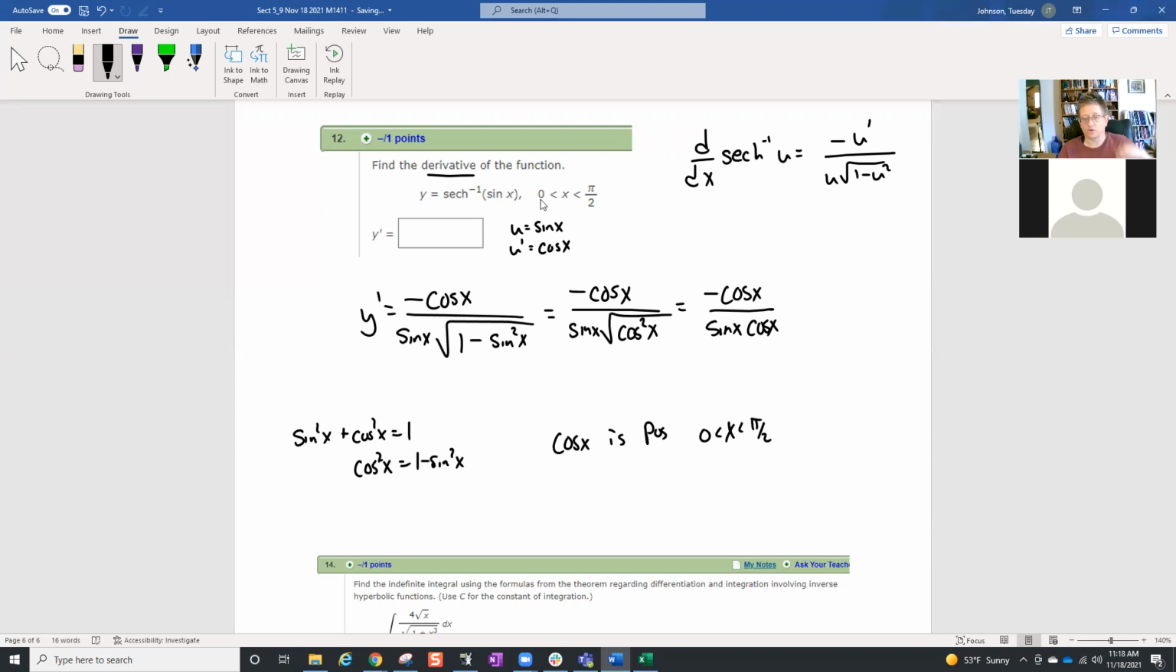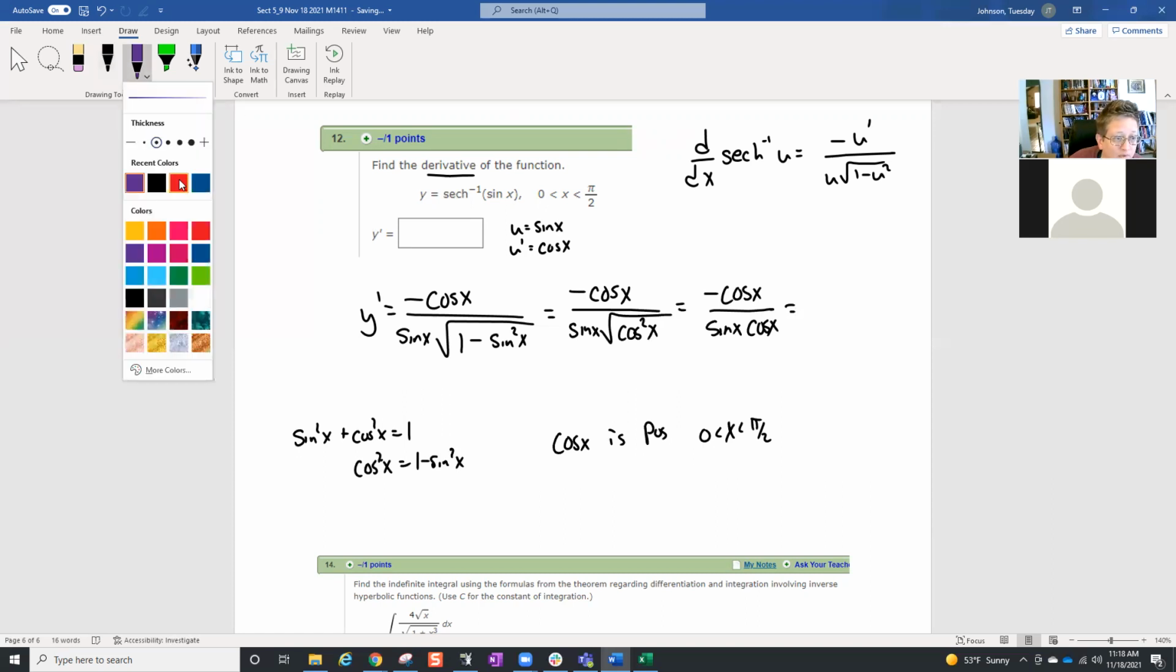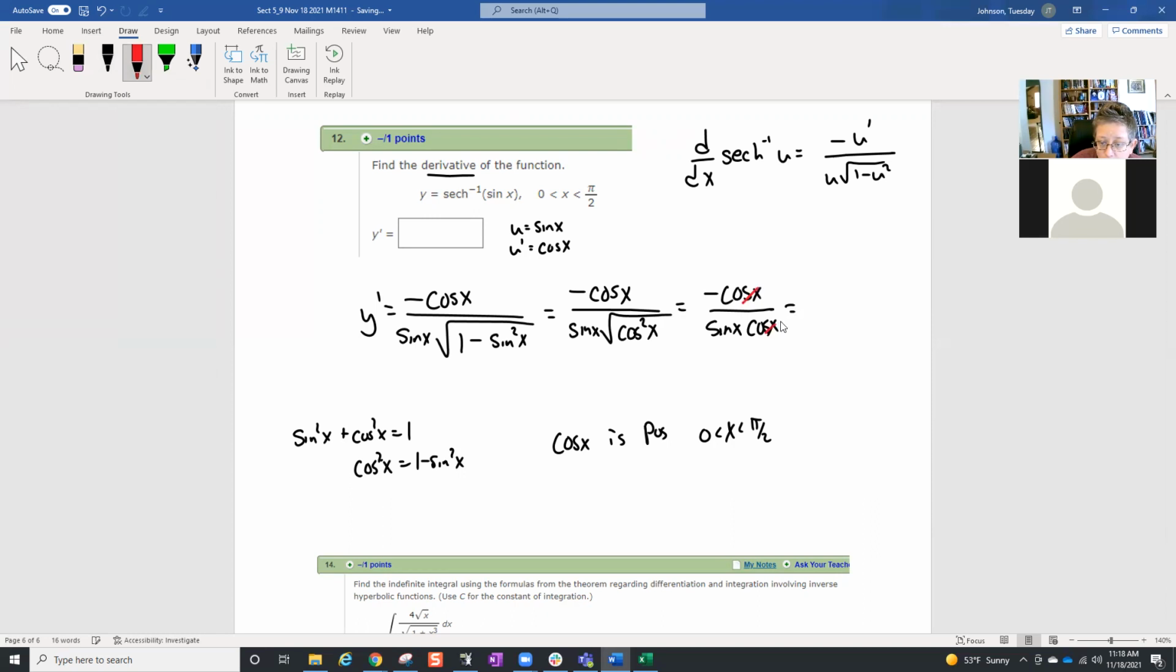If it was all 0 to 2 pi, well, the cosine might change signs and I'd have to have an absolute value. But on this interval, I don't. And if I don't have to have absolute values, then these are the same. And my answer will then be -1 over sine of x, which we all know to be cosecant of x. Let's call that negative. So yeah, something horribly ugly: y equals the inverse hyperbolic secant of the sine of x. Find the derivative. Boom, that's negative cosecant of x. It's no problem. Give me something real.